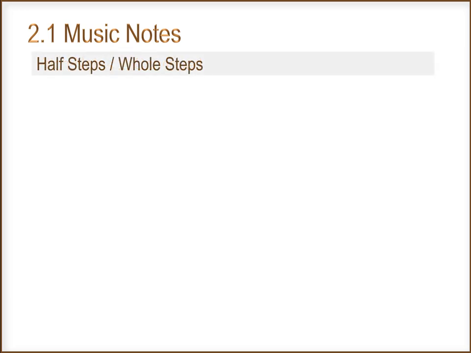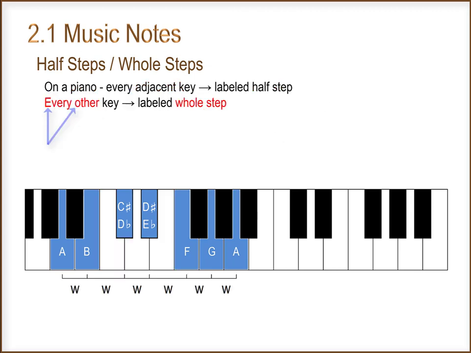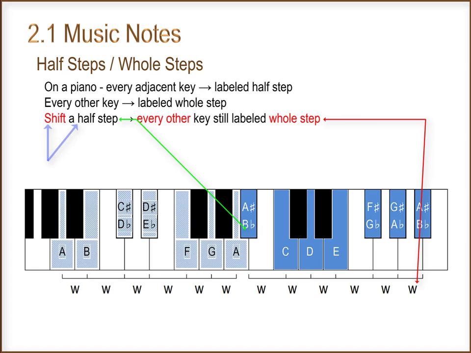We'll continue with half steps and whole steps. On a piano, every adjacent key is labeled a half step. Every other key is labeled a whole step. We'll shift a half step. Every other key is still labeled a whole step.